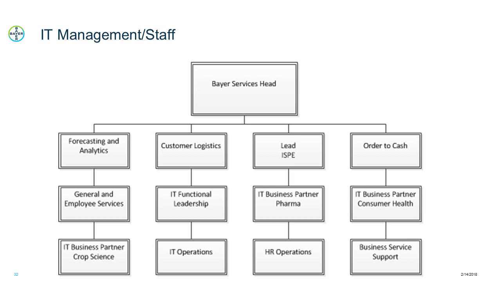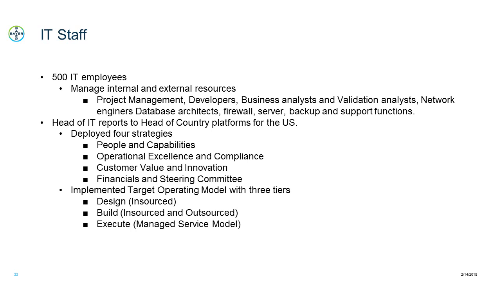General and employee service, IT functional leadership, IT business partner for pharma, and IT business partner for consumer health. Then finally, IT business partner for crop science, IT operations, HR operations, and business service support. From a staffing perspective, there's approximately 500 IT employees that manage internal and external resources. You have project management, developer, business analytics and validation analysts, network engineers, database architects, firewall servers, backup and support functions.